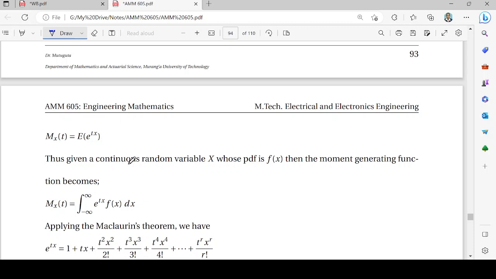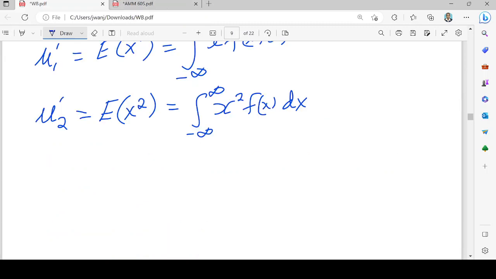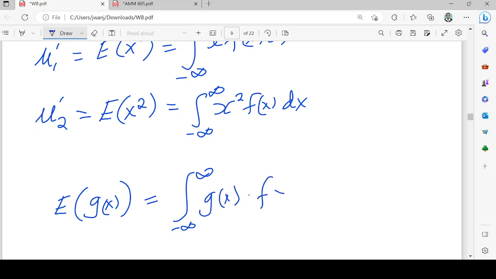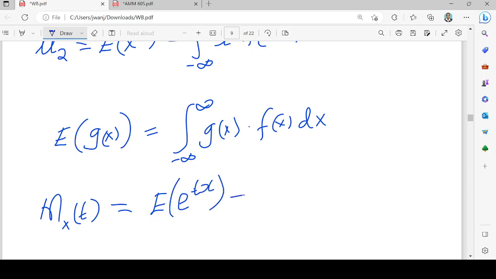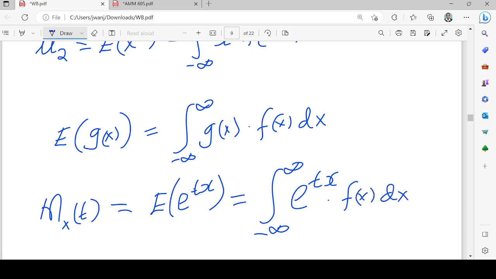So we write the expected value. Remember, whenever we write the expected value of some function g of x, we get the integral from negative infinity to infinity of g of x times f of x, where f is the probability density function. So in this case, when we write M_X of t, the moment generating function, which is the expected value of e raised to power tX, this would be the integral from minus infinity to positive infinity of e raised to power tx multiplying f of x, and then we integrate with respect to x.